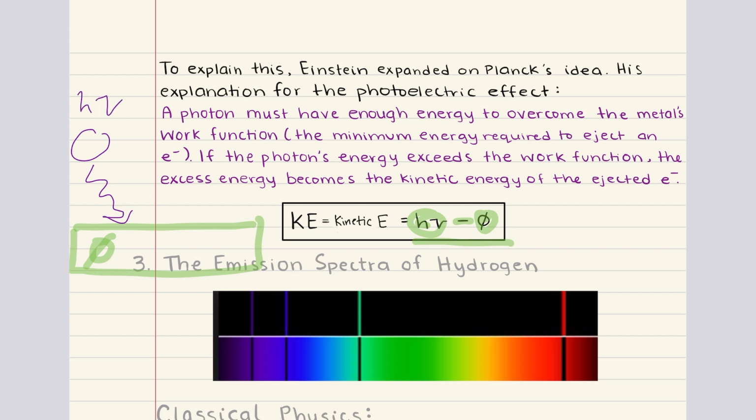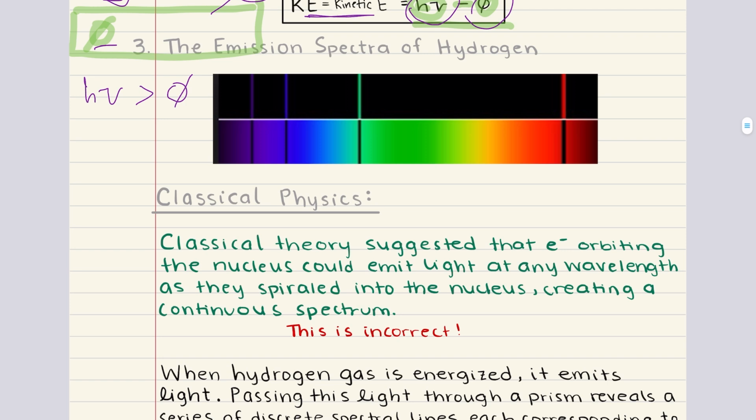If the energy of the photon exceeds the work function, then the electron of this metal is going to be ejected. The electron gets ejected, and that ejected electron is going to have a kinetic energy that's equal to the difference between the photon's energy and the work function of the metal. And that is the photoelectric effect. Now we can move into our third experiment and discuss the emission spectrum of hydrogen.